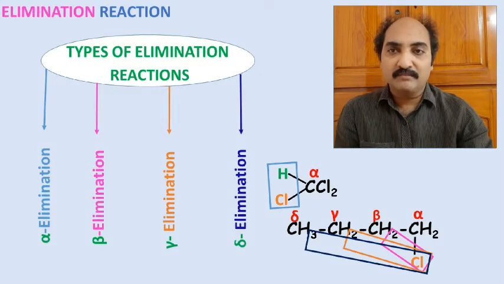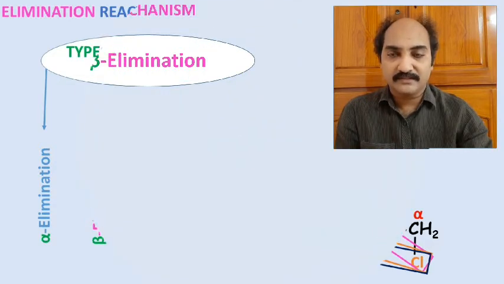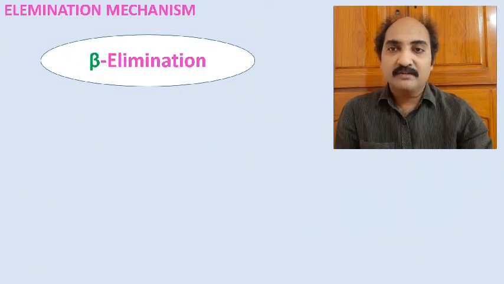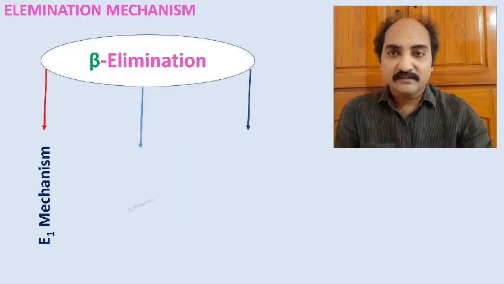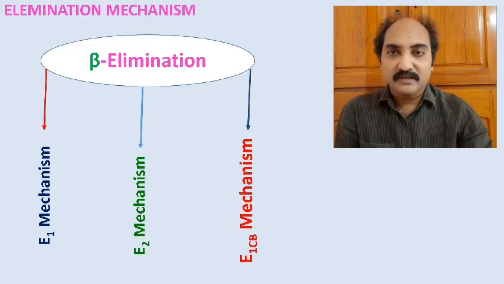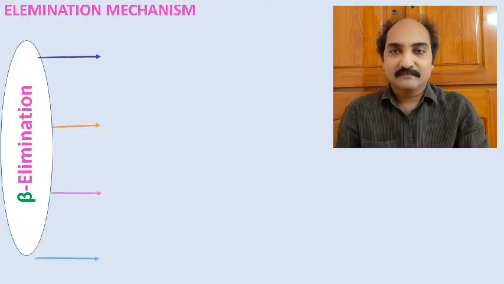Out of all these elimination reactions, beta elimination reactions are very common in organic molecules. Okay, let us focus on these beta elimination reactions. Beta elimination reactions, depending upon the mechanism that they follow, are classified further into three types. They are E1 reactions, E2 reactions, and E1CB reactions.